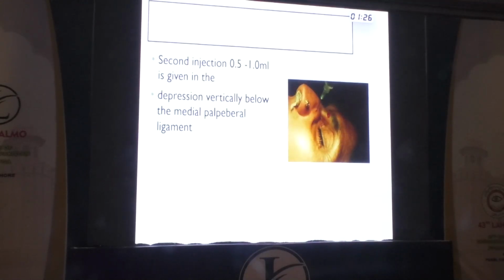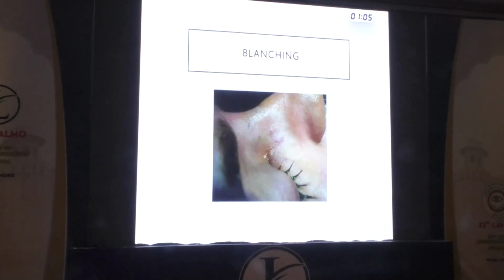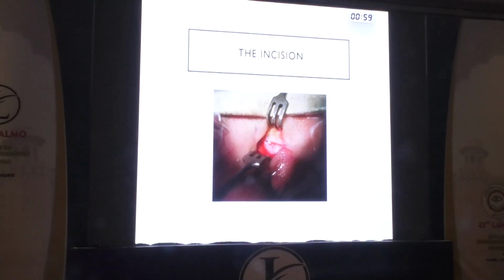Second injection of 0.5 ml or 1 ml is given in the depression vertically below the medial palpebral ligament to anesthetize the nerve coming from the infraorbital nerve. And the third injection, 1 ml below the medial palpebral ligament, 1 centimeter deep to the surface, to anesthetize the anterior ethmoidal nerve. And then we have to wait until we get this blanching. And then we have to go in the layers.